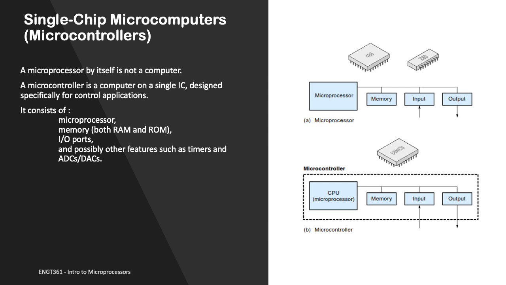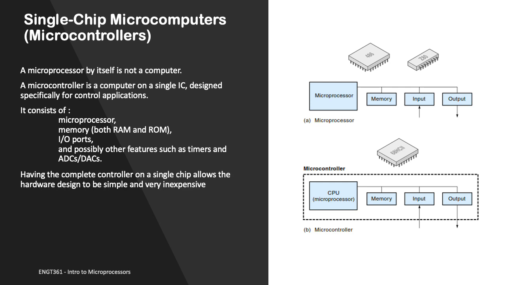It consists of a microprocessor, memory, both RAM and ROM, I/O ports, and possibly other features such as timers and ADCs or DACs. Having the complete controller on a single chip allows the hardware design to be simple and very inexpensive. Microcontrollers are showing up increasingly in products as varied as industrial applications, home appliances, and toys. In such uses as these, they are called embedded controllers because the controller is located physically in the equipment being controlled.